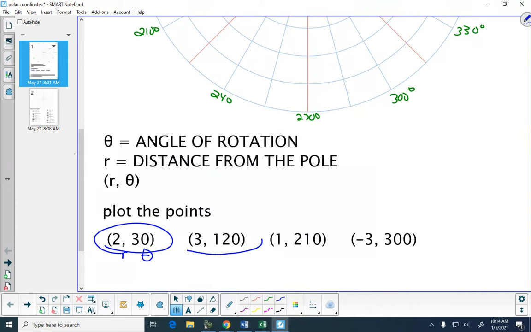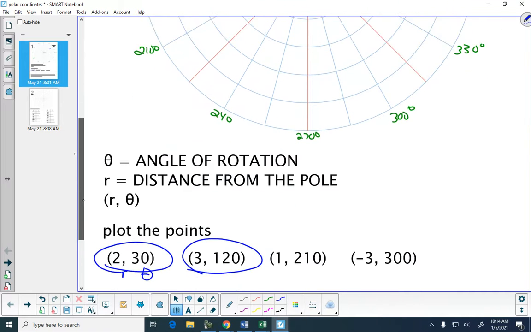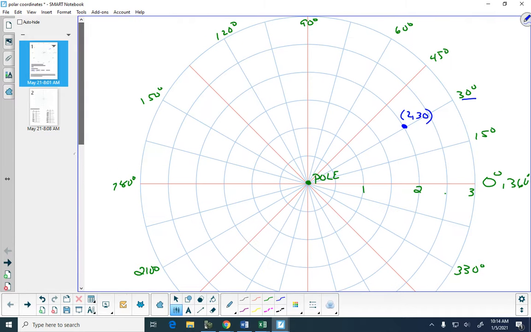So if we look at the ordered pair (3, 120), we're going to go over to the 120 line, and then we're going to count out 3 units. Or if I want to count out 3 units here, and then rotate all the way to the 120 line, this would be the ordered pair (3, 120).